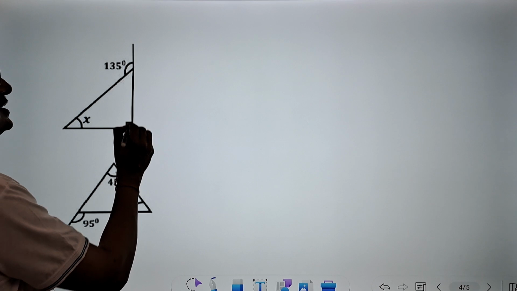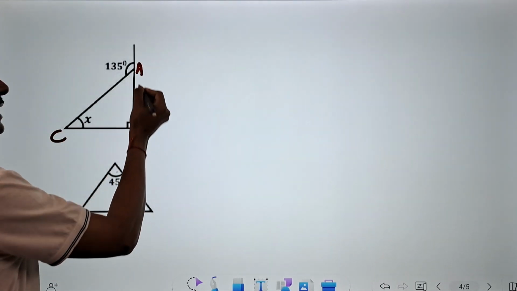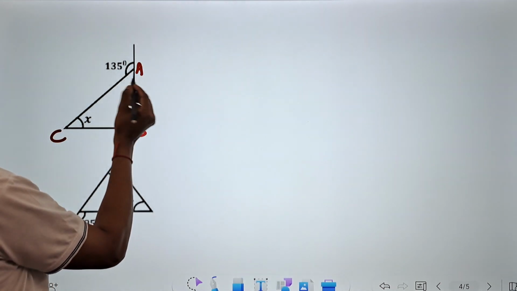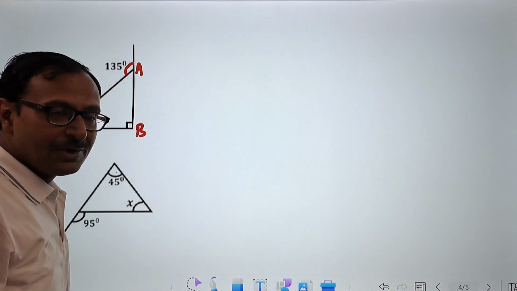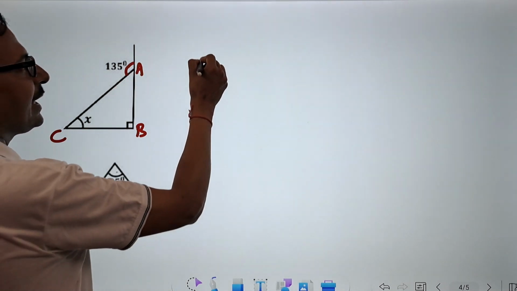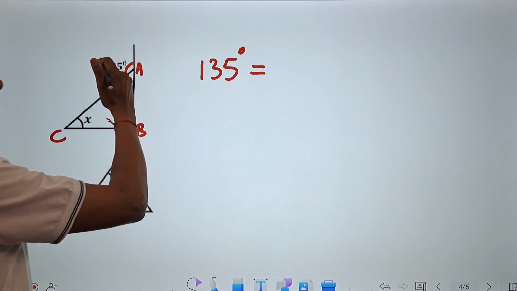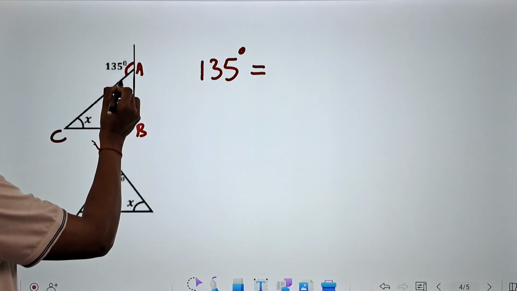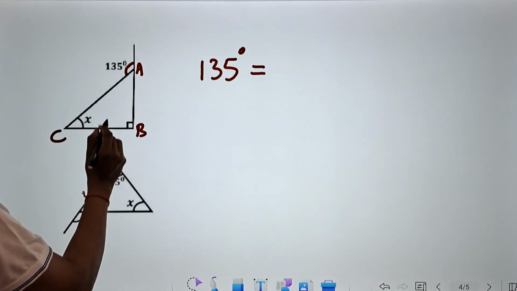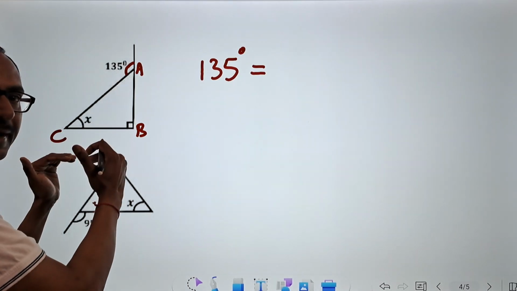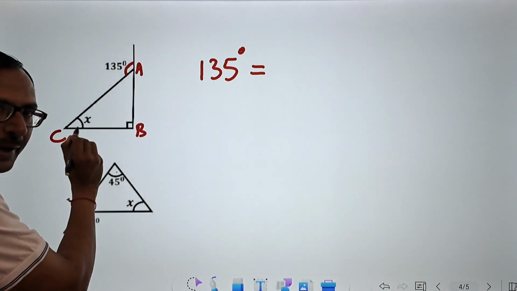So you can see here this side. So let's name this figure as ABC. The side BA has been produced, thereby forming this exterior angle 135 degree. So what did I tell you? The exterior angle, that is 135 degree, will always be equal to the interior opposite angles. This is the angle which is adjacent, this angle A. But angle B and angle C are interior opposite angles. So this 135 degree will be obtained by adding these two angles.